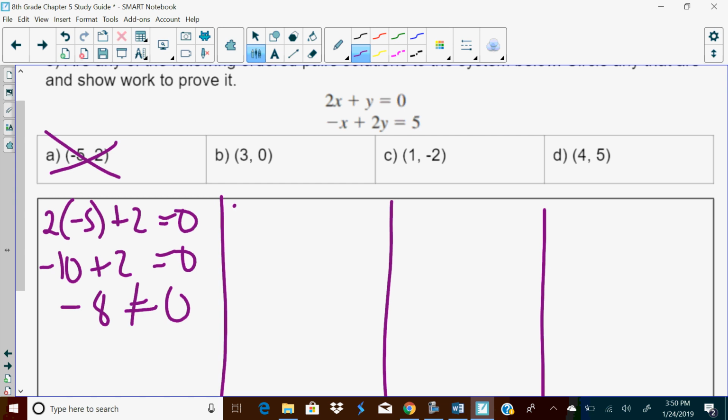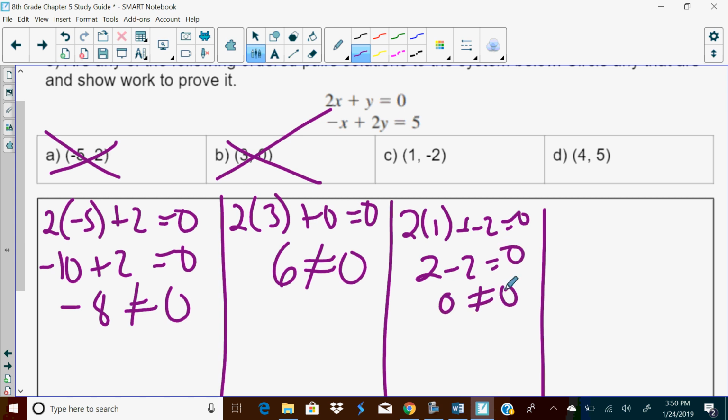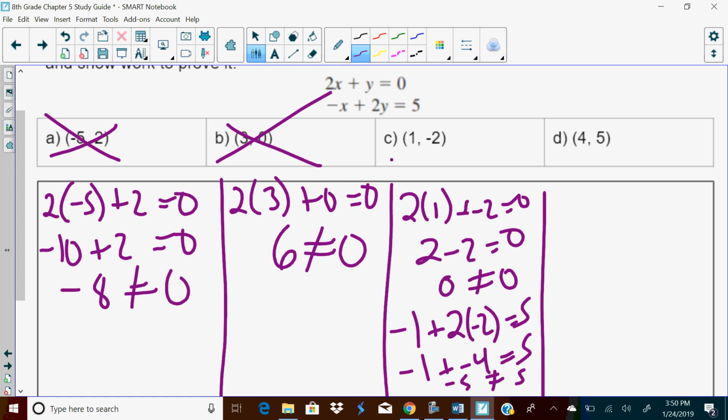So B, I plugged in 3 to the first. So 2 times 3 plus 0 equals 0. That's going to be 6. So it doesn't work in the first equation, so I can eliminate it. Part C, so 2 times 1 plus negative 2 equals 0. So 2 minus 2, which is 0, which is true. So it worked for the first equation, so then I plug it into the second one. So negative 1 plus 2 times negative 2 equals 5. So I get negative 1 plus negative 4, which is negative 5. So that one doesn't work either.